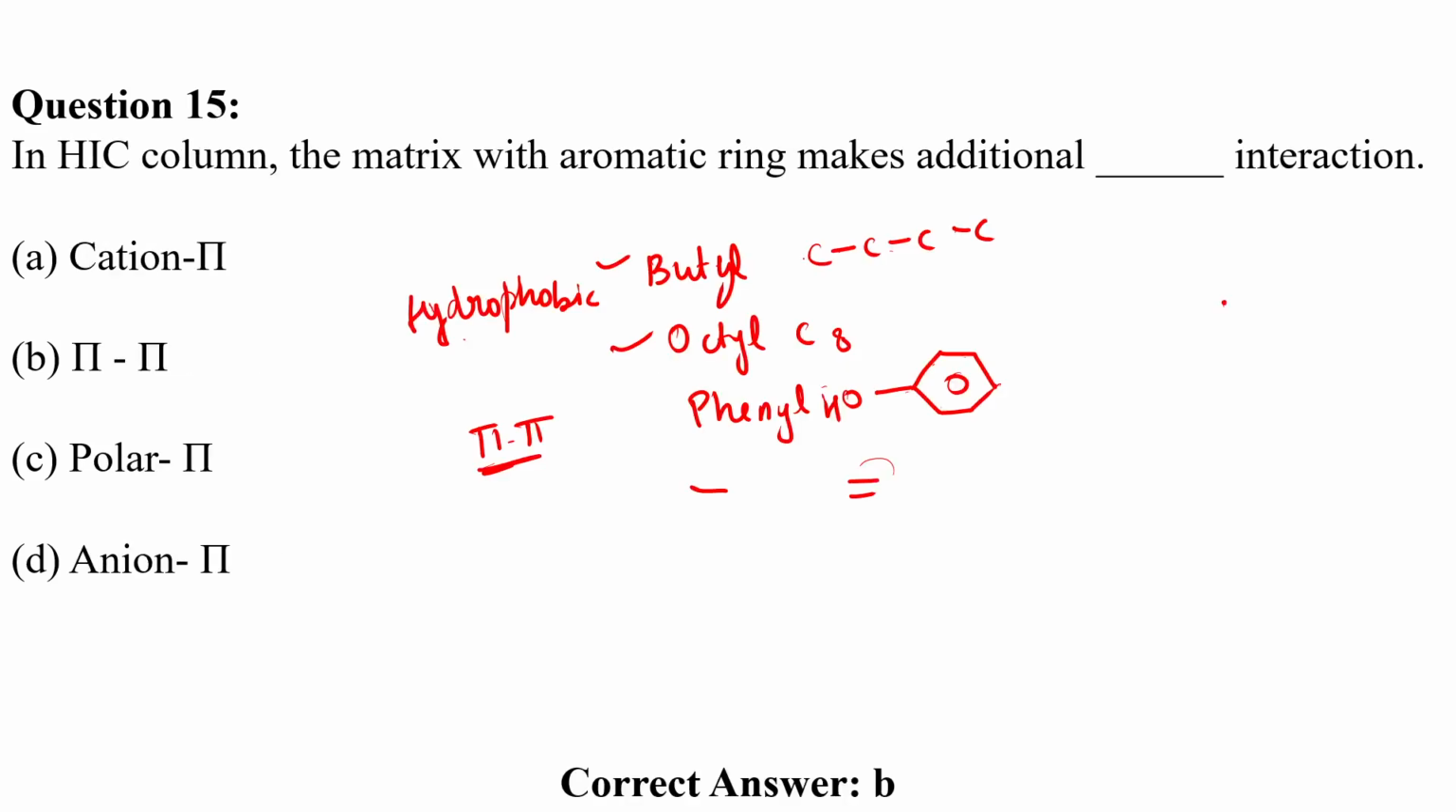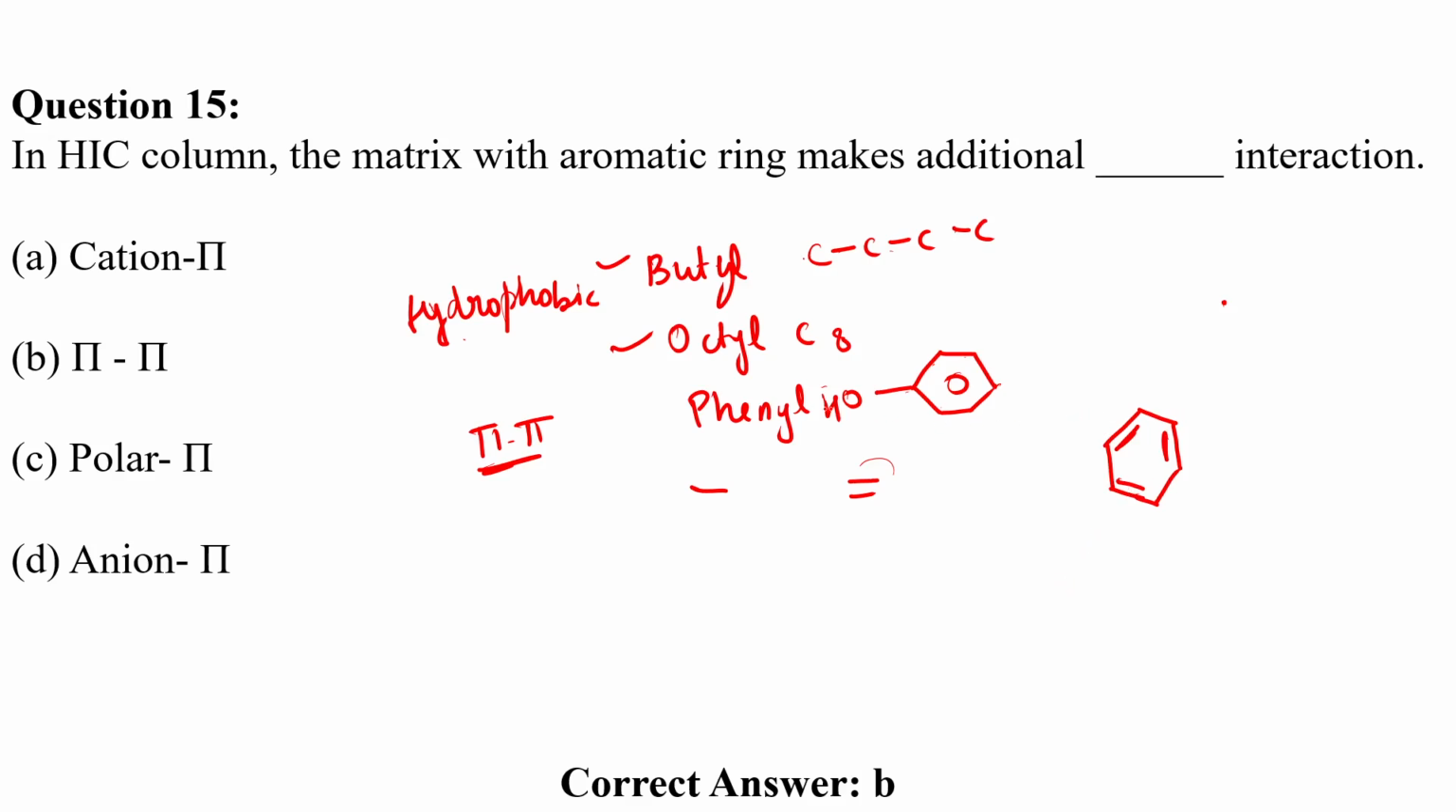HIC matrices. Okay. So double bonds are generally called pi bonds. If you know, aromatic rings are basically benzene, any compound containing a benzene ring. Okay. So benzenes have an alternating single and double bond, right?